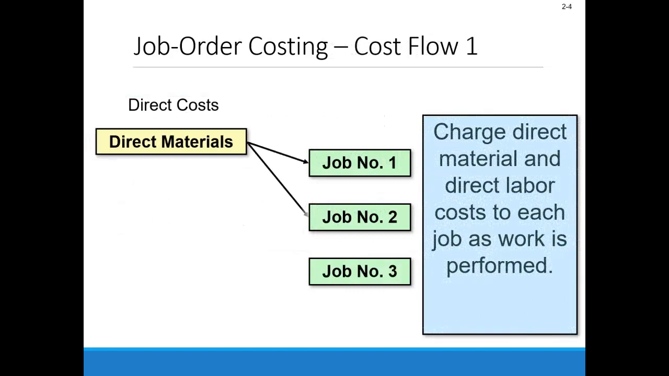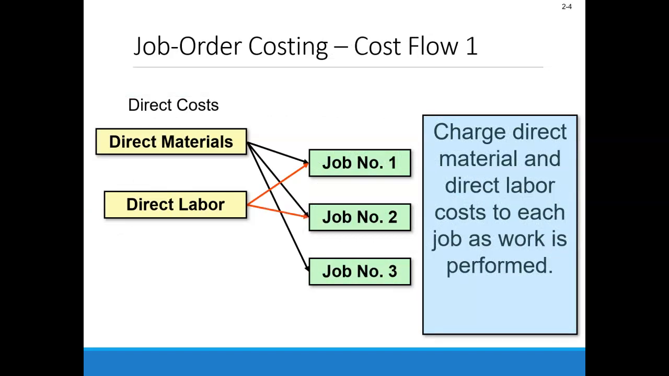So we talked last week about the difference between indirect and direct costs. We know that in job order costing, you will need to assign the direct materials and the direct labor to each specific job. Charge direct material and direct labor costs to each job as the work is being performed.